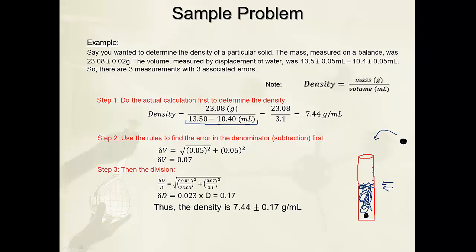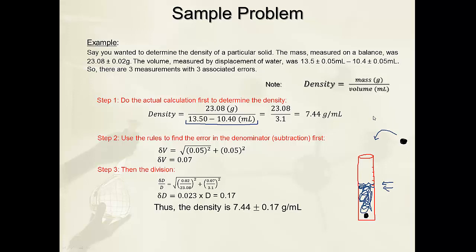And there's going to be some error associated with that. But what we're doing in step one is doing the calculation and ignoring the errors completely. So if we do the calculation, 23.08 divided by 3.1 gives us 7.44 grams per milliliter. That's the density of the object. So quite a heavy object this one is. But we don't have error, so we need to calculate the error to go along with that measurement.